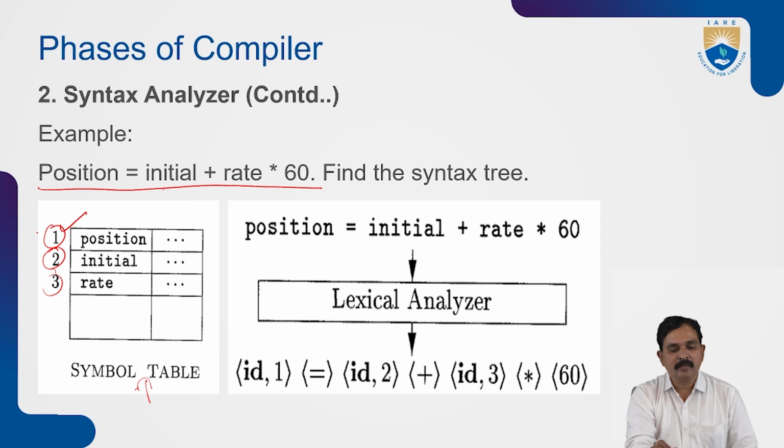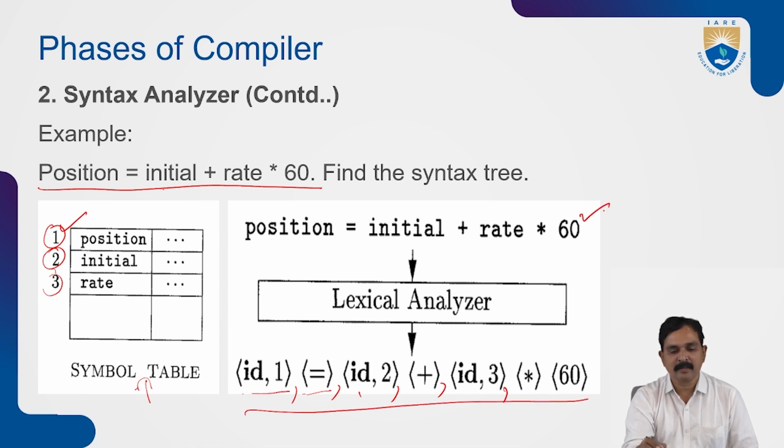Now we use the lexical analyzer. We cannot call position, rate, and 60 directly arguments; we call them generalized identifiers. The first identifier is one token, and another token is the equal token. Another token is the second identifier, that is initial, and another token is the plus operator. One more token is id comma 3. Like that, these are the things we have to generate. This is the output of the lexical analyzer.